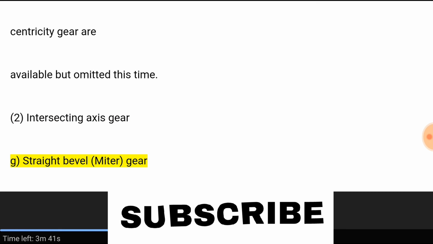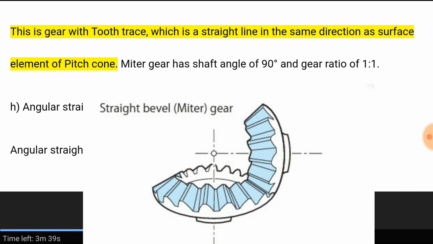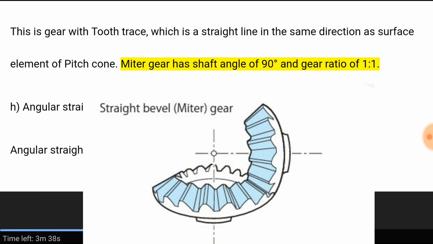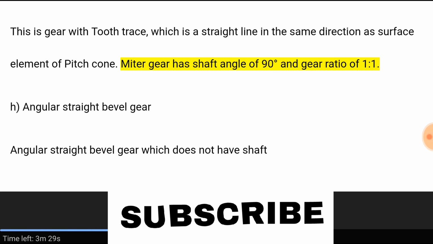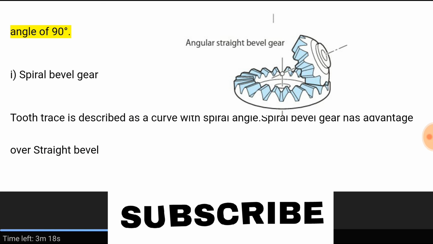G. Straight bevel, miter gear. This is a gear with tooth trace, which is a straight line in the same direction as the surface element of the pitch cone. Miter gear has a shaft angle of 90 degrees and gear ratio of 1:1. H. Angular straight bevel gear. Angular straight bevel gear does not have a shaft angle of 90 degrees.